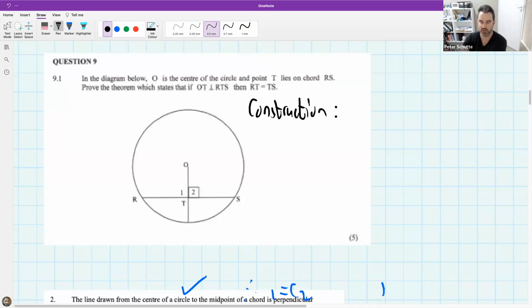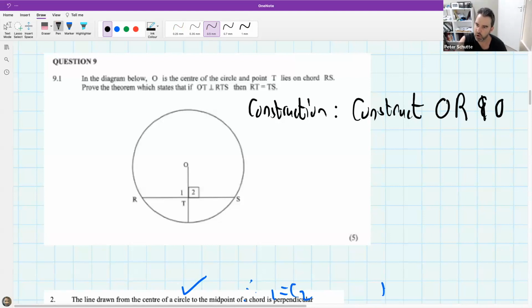Okay, a triangle, yes. And what lines do we have to construct? So we say construct OR and OS. Notice how they give you all the information. The given stuff is here, and then the required to prove is already sitting here.